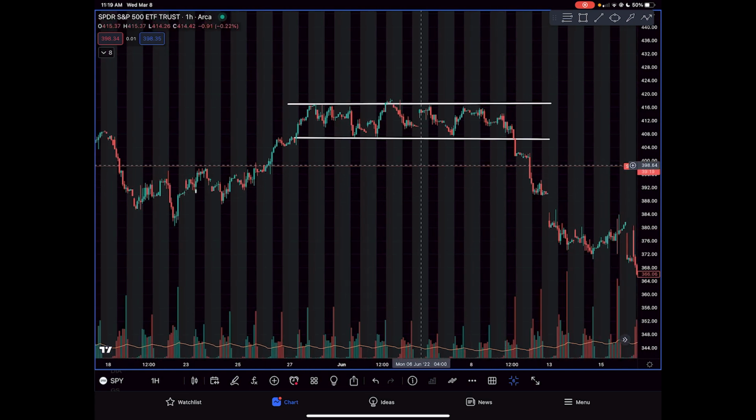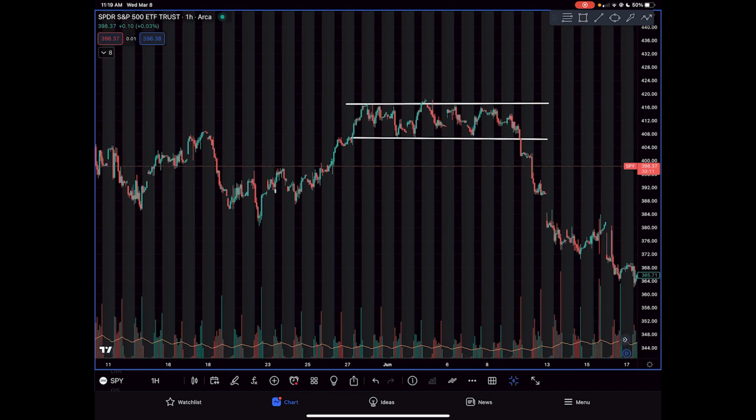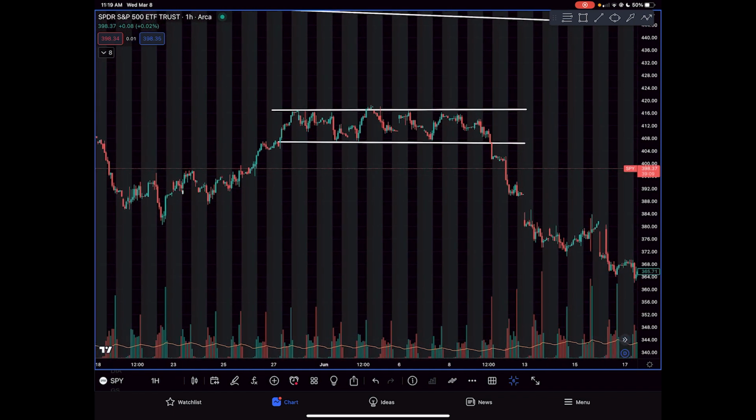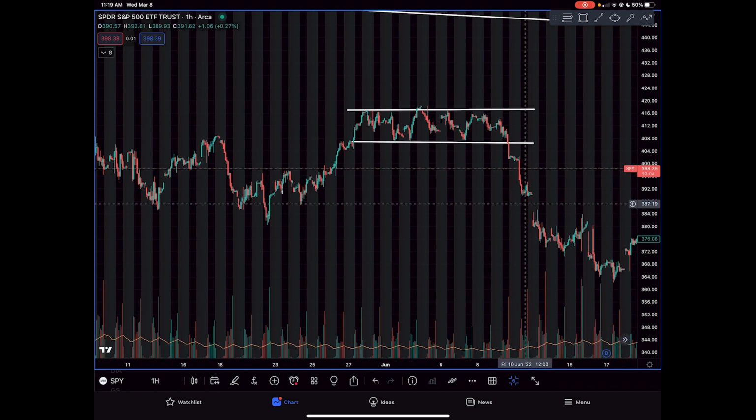So this is a perfect example of resistance and support. We got multiple touches of resistance, multiple touches of support, or near multiple touches. So this is a range. When the market is doing this, it's in a range, meaning it's just in consolidation. A lot of people don't like playing ranges, but I do. I just like to take the support bounces, the rejections of resistance, or the breakouts or the breakdowns.